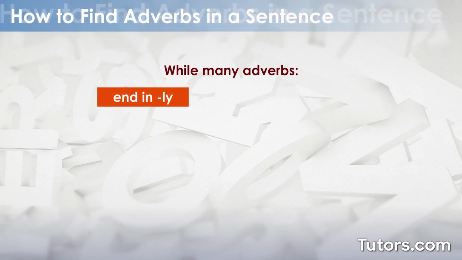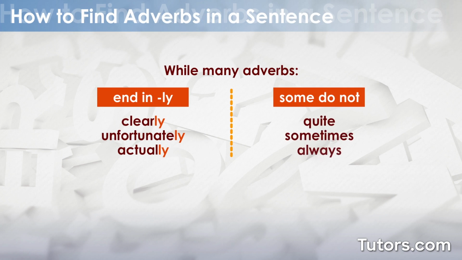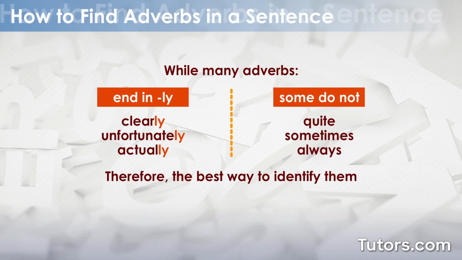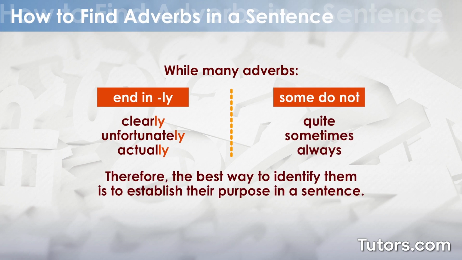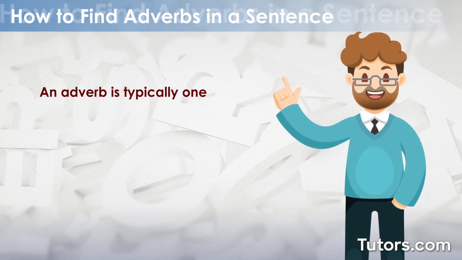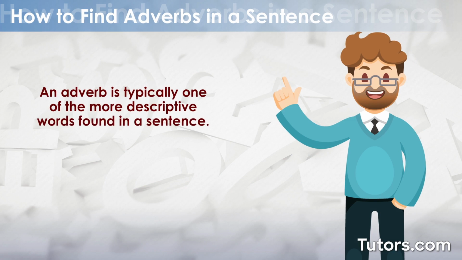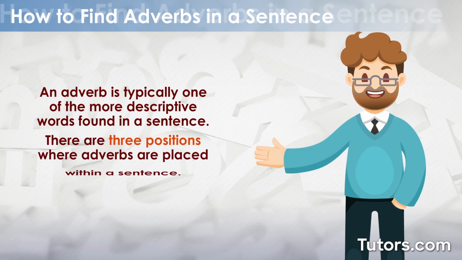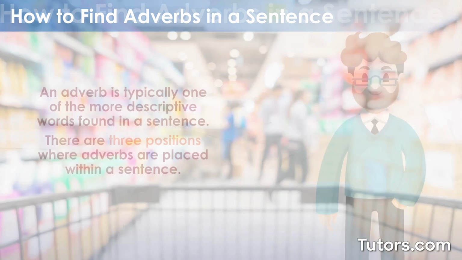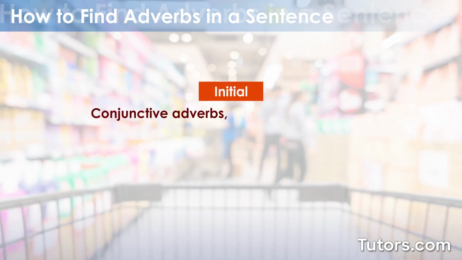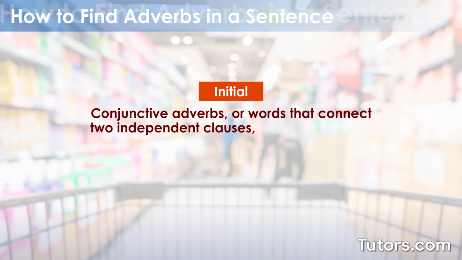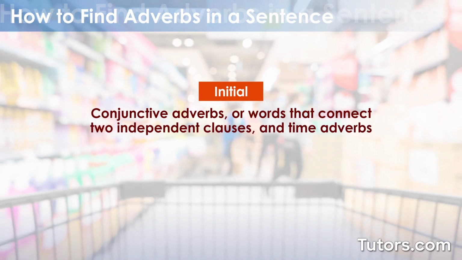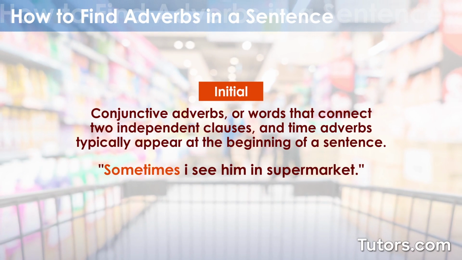While many adverbs end in ly, some do not. Therefore, the best way to identify them is to establish their purpose in a sentence. An adverb is typically one of the most descriptive words found in a sentence. There are 3 positions where adverbs are placed within a sentence: initial, conjunctive adverbs, or words that connect 2 independent clauses, and time adverbs typically appear at the beginning of a sentence.